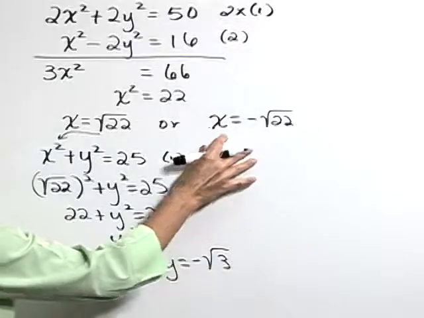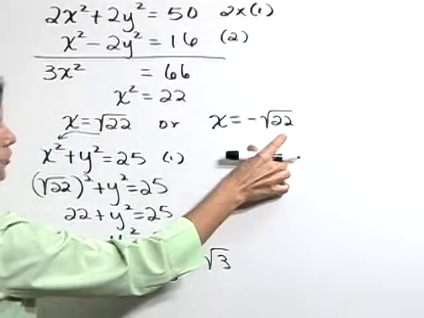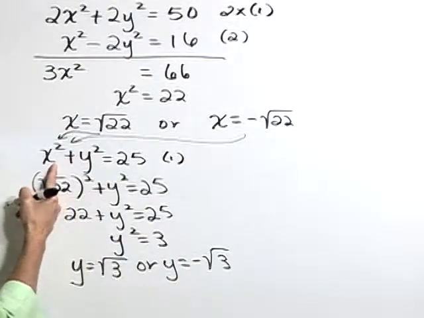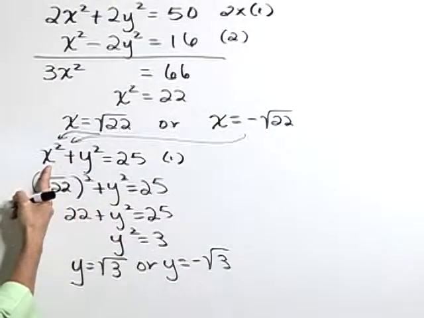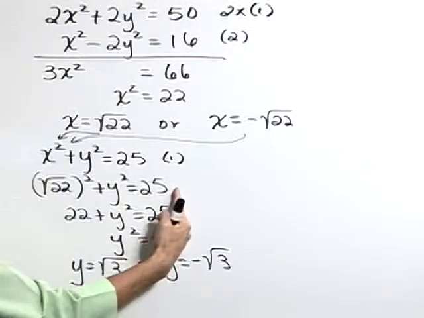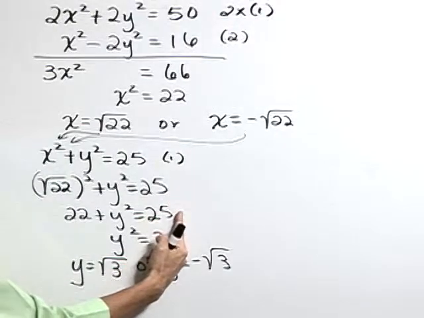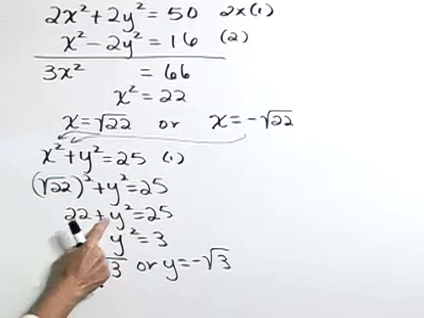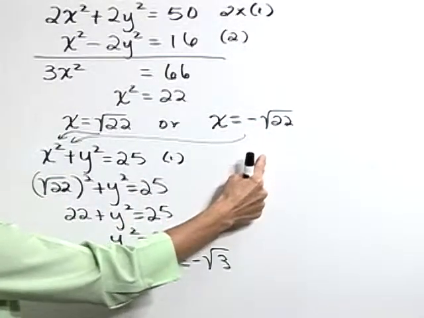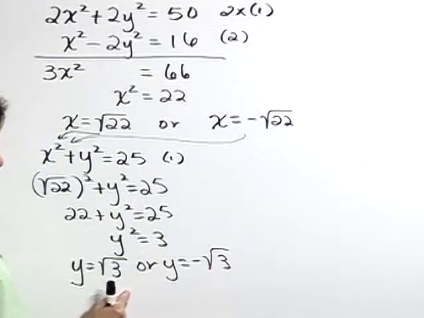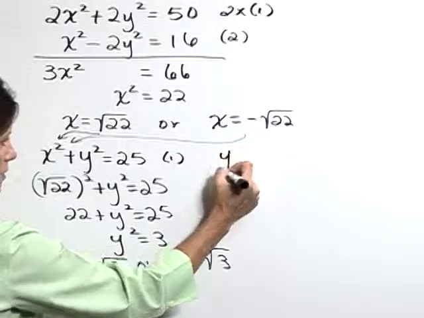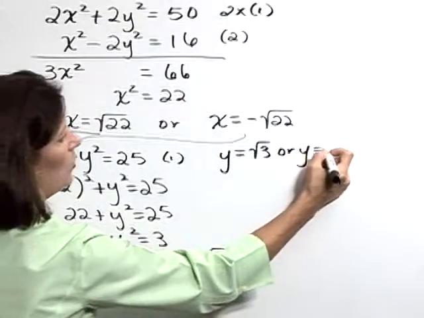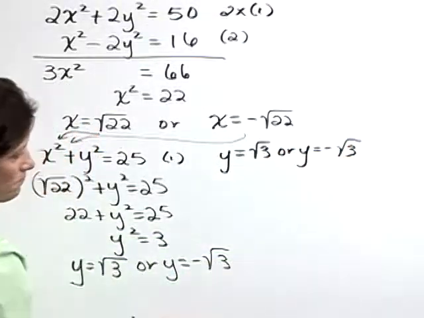Now as we look at this x value of negative square root of 22, if we substitute that into equation 1 right here for x, then we're going to get this same equation right here and this same equation, because that negative sign, as we square it, becomes positive. So for x equal negative square root of 22, we're going to get these same y values of y equal square root of 3 or y equal negative square root of 3.